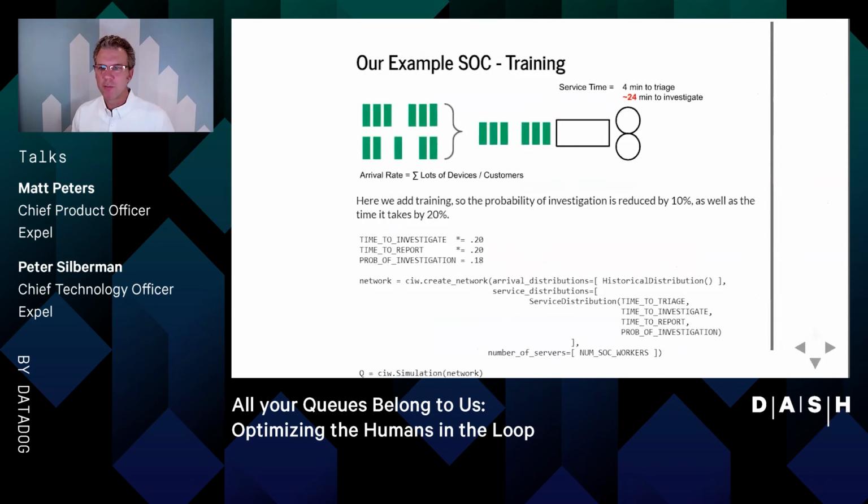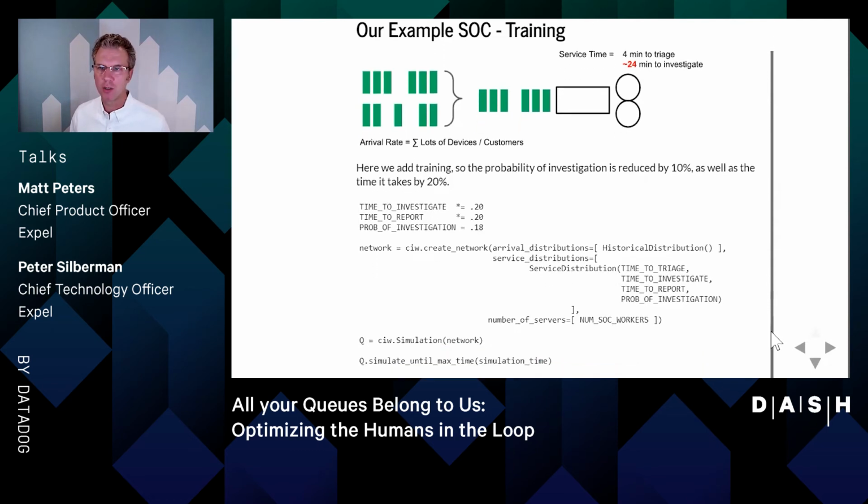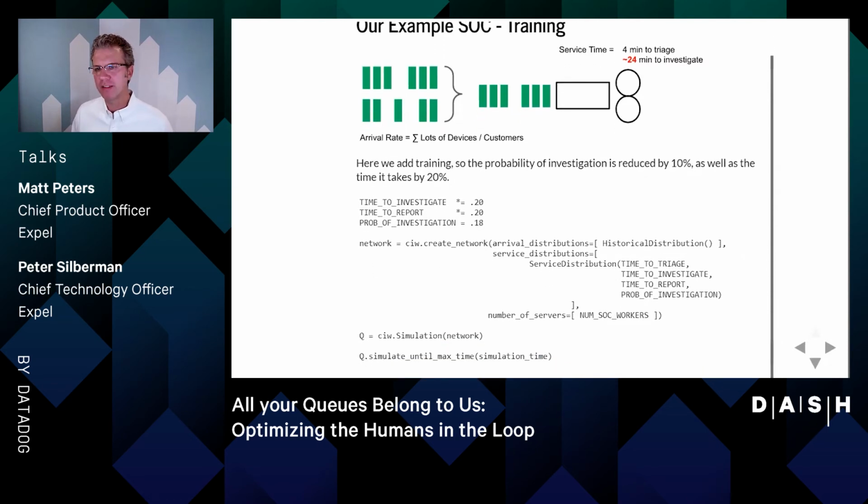So the second big bang for the buck that people get, and this is kind of an interesting one, is training. The way that we're going to model training is we know from experience at Expel that a junior analyst or somebody new working in the SOC will have a tendency to take a little bit longer on triage. They'll tend to make more investigations. They'll tend to be uncertain, and rather than closing things out immediately from triage, they'll tend to promote more things into investigation. And those investigations will take slightly longer. So the way that we're going to simulate training here is we're actually going to reduce our time to investigate, our time to report, and our probability of investigation. So we're saying effectively we'll have fewer investigations and they're going to take less time.